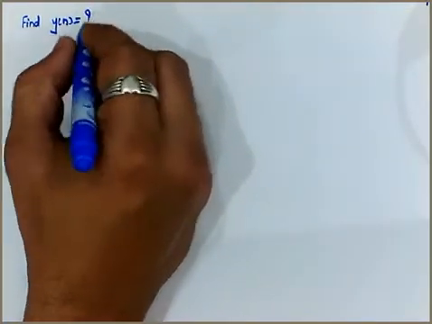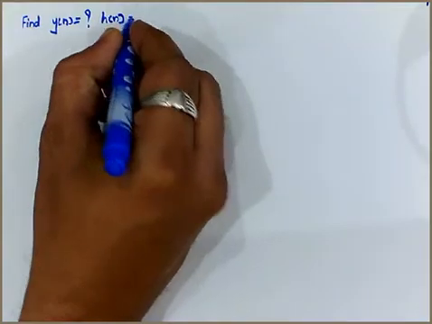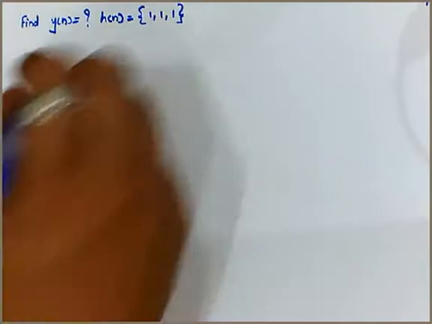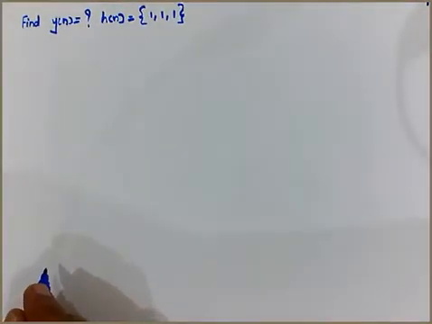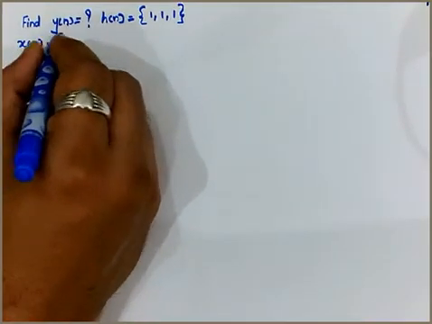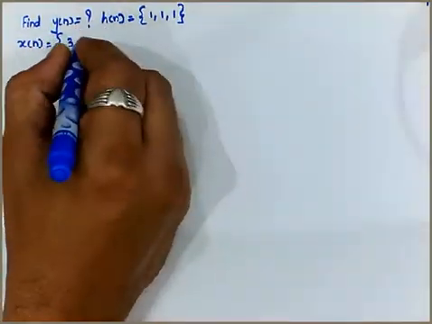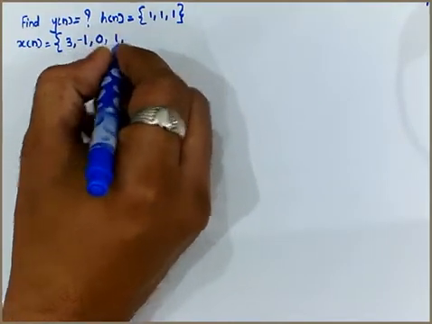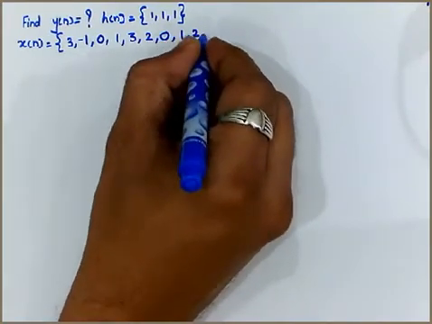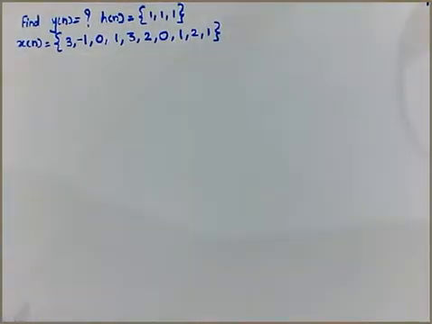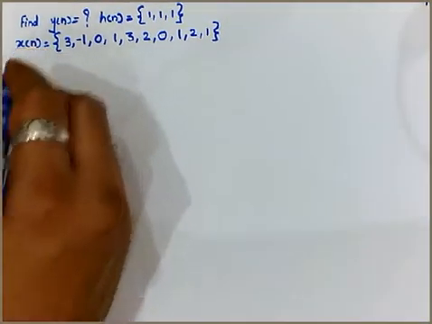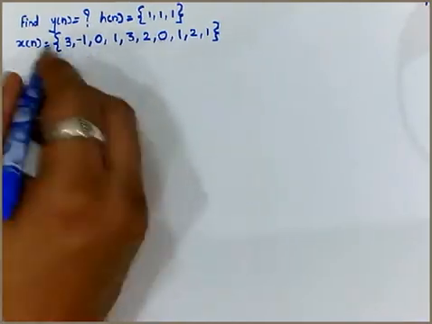Its impulse response is, let's say, h of n is equal to 1 1 1. This is the impulse response for the filter, and the input signal for this is x of n is equal to 3, -1, 0, 1, 3, 2, 0, 1, 2, 1. This is the input sequence. So we need to obtain it either by using overlap save or overlap add.